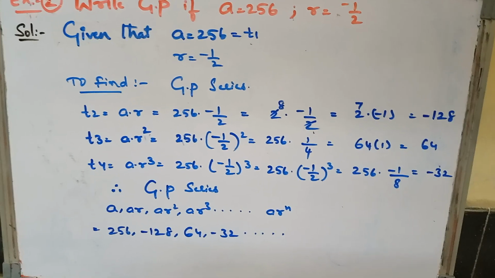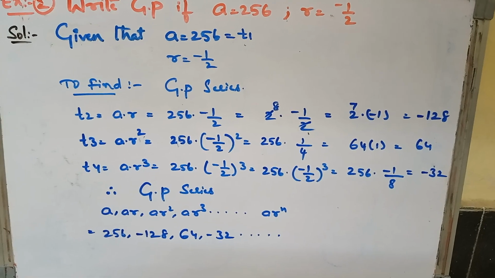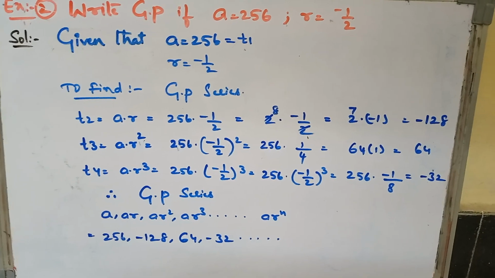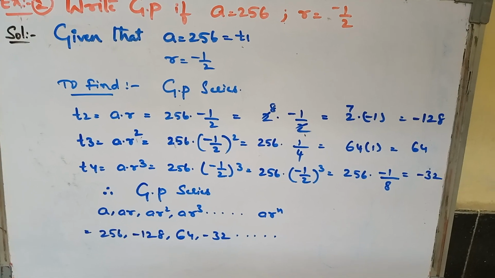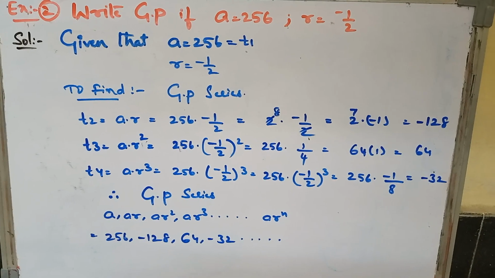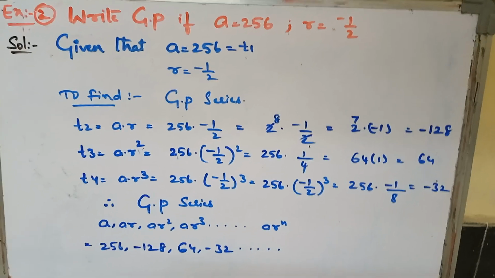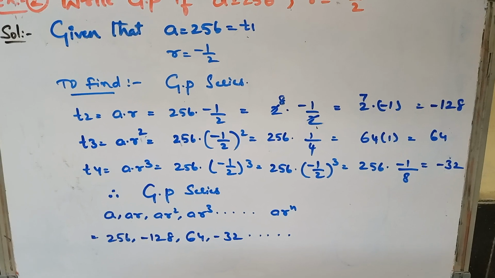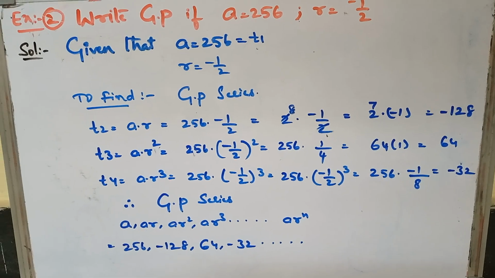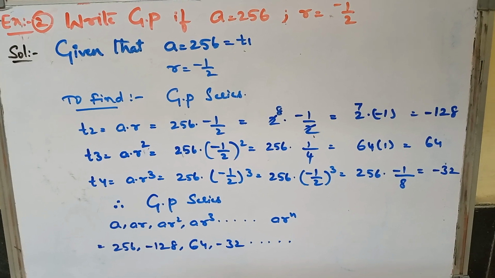Similarly T3, the third term, can be written as A into R square, where A is the first term and R is the common ratio, which we have to square. Substitute the values and simplify, we will get 64. And T4, the fourth term, is A into R cube. Substitute the values, A is 256 and R is minus 1 by 2 whole power 3, simplify, you will get minus 32.